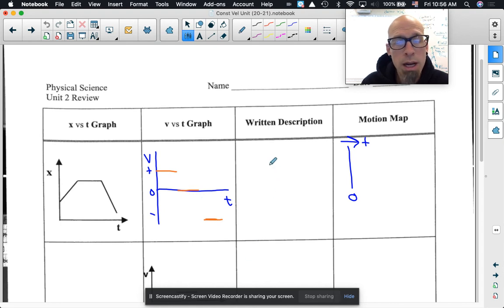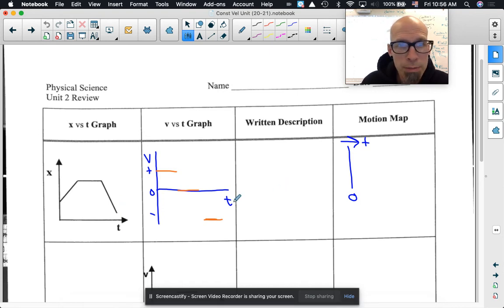What is the written description? I'm just going to say it. The object starts at a positive position, travels in a positive direction with a constant velocity. The object stops. Then travels in a negative direction with a constant velocity faster than it did before.